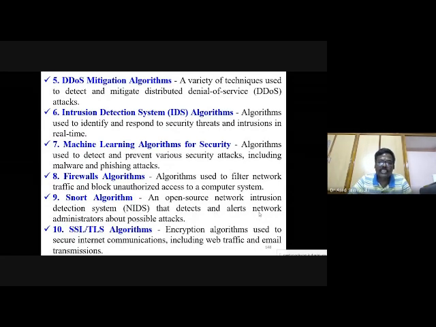Machine learning algorithms for security. They are used to detect and prevent various security attacks, including malware and phishing attacks. Then firewall algorithms. These algorithms are used to filter network traffic and block unauthorized access to a computer system. Snort algorithm, a very popular algorithm. It is an open source network intrusion detection system, NIDS, that detects and alerts network administrators about possible attacks. Then SSL and TLS algorithms. These are encryption algorithms used to secure internet communications, including web traffic and email transmission.